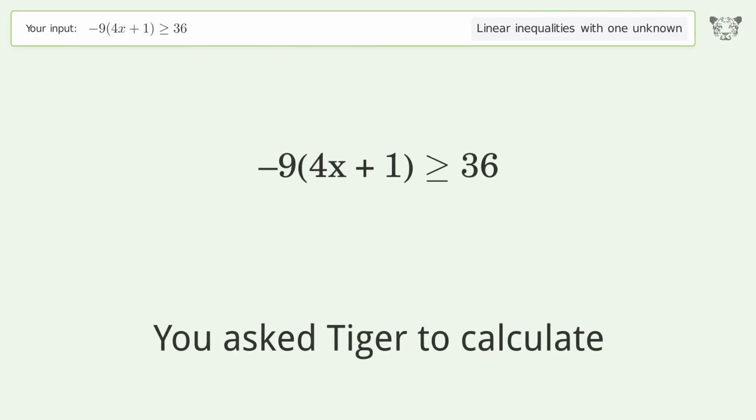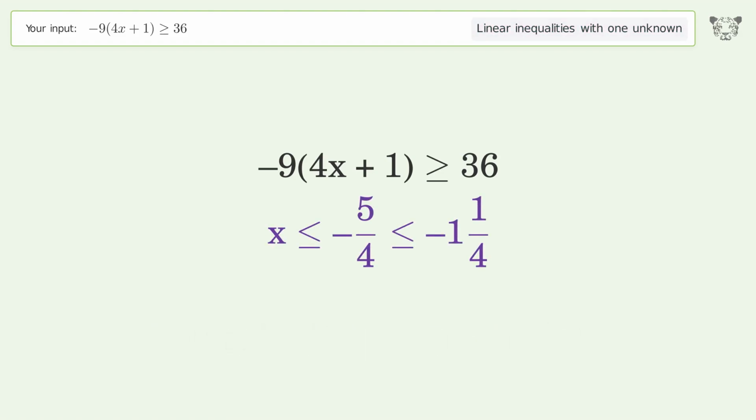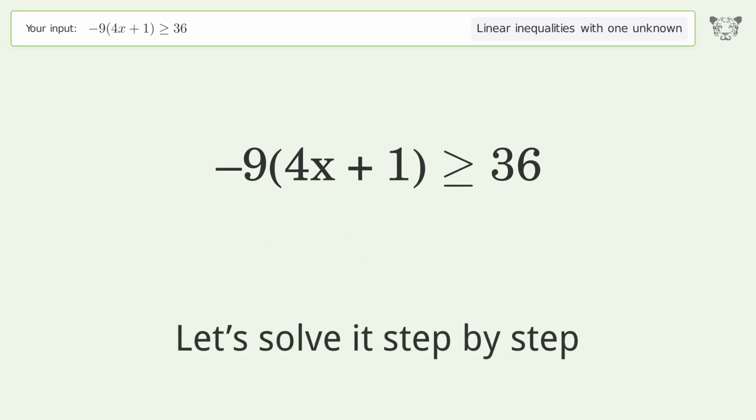You ask Tiger to calculate. This deals with linear inequalities with one unknown. The final result is x ≤ -5/4 ≤ -11/4. Let's solve it step by step.